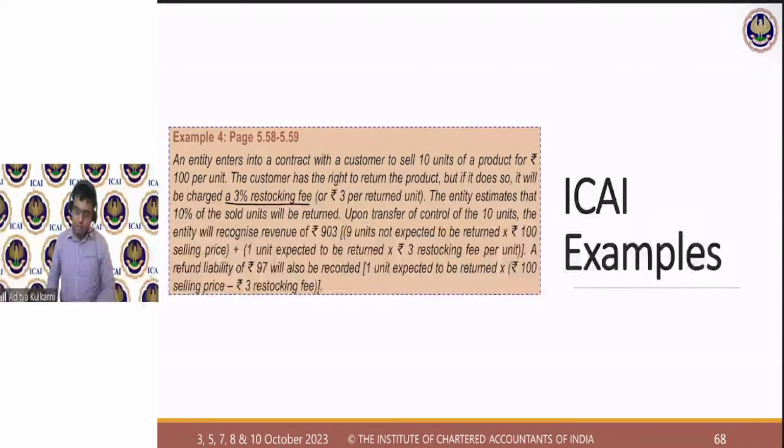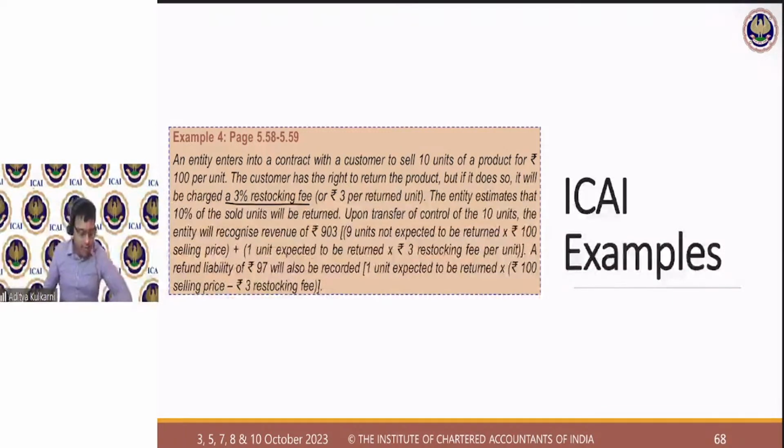Upon transfer of control of 10 units, the entity will recognize revenue of 903: 9 units into 100, plus 1 unit into 3 restocking fees per unit. A refund liability of 97 will also be recorded: 1 unit 100 minus 3 rupees restocking fee. Okay. So this is what you are going to do.